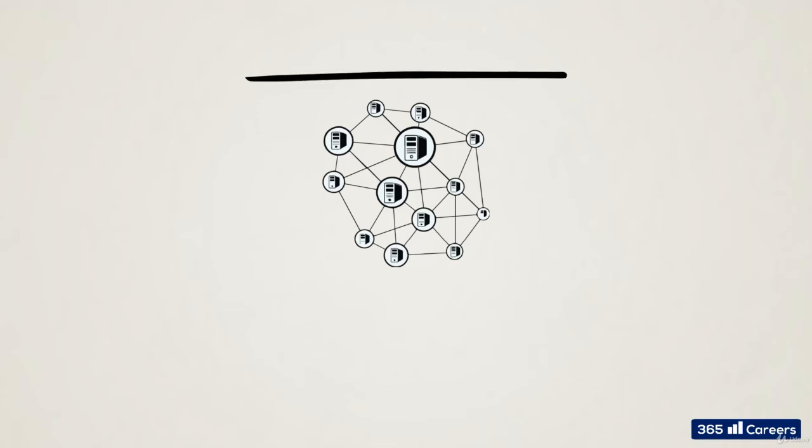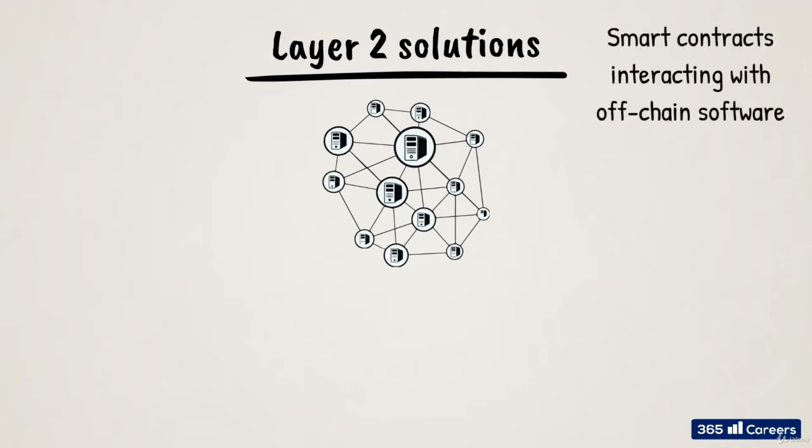Layer 2 solutions are built on top of the main blockchain infrastructure. They do not require changes to the base-level protocol. Rather, they exist simply as smart contracts that interact with off-chain software. Payment or state channels are one of the more established blockchain scalability solutions.